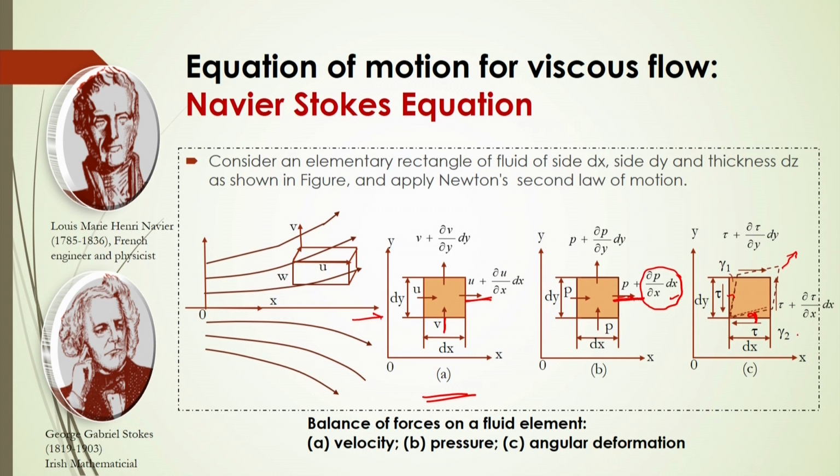So, it can be represented by shear stress, or you can also say shear strain. Shear stress will be changing in this direction, and that will be represented by tau. So, tau in this x direction will change as tau plus ∂τ/∂x into dx, and in this y direction tau will act as tau plus ∂τ/∂y into dy. And for the angular deformation, the angles made after this deformation will be gamma 1 on this side and gamma 2 on this side.